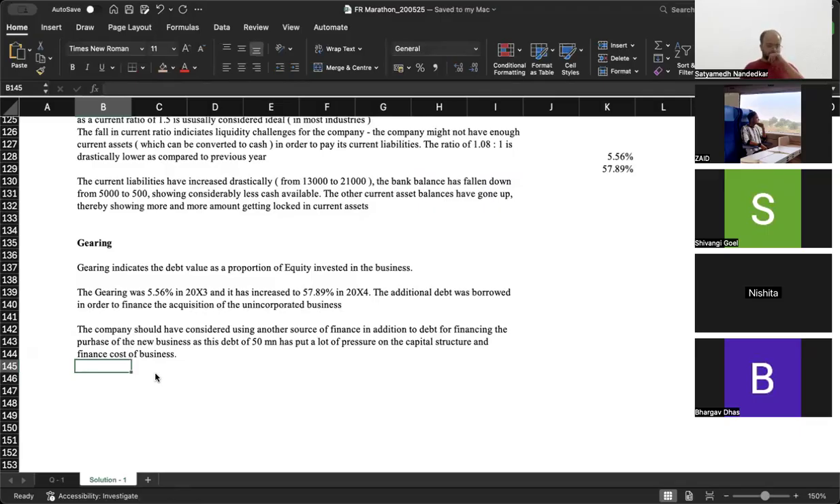it will put a pressure on the capital structure and finance cost. दोनों, आपका प्रॉफिट भी कम होगा, फाइनेंस कॉस्ट भी बढ़ेगा. Are you all with me? Yes, sir. Yes, sir. ठीक है? Okay.